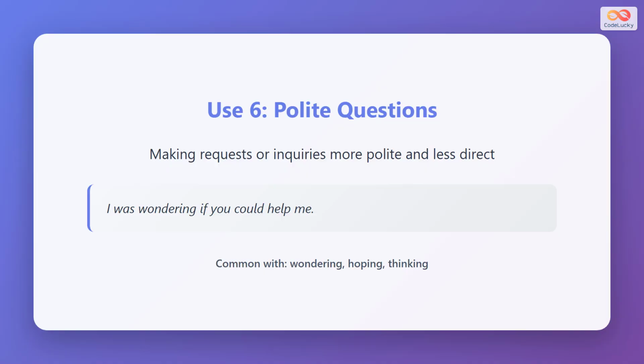The sixth use is for making requests or inquiries more polite and less direct. For example, I was wondering if you could help me. This sounds much more polite than saying I wonder if you can help me. We commonly use this structure with verbs like wondering, hoping, and thinking to make our questions sound softer and more respectful.